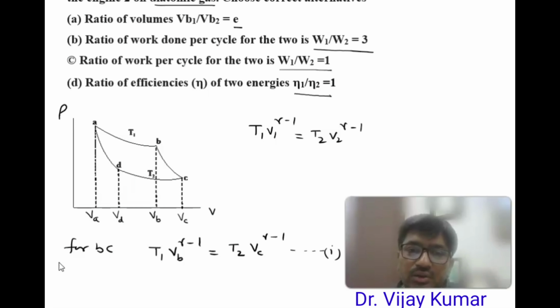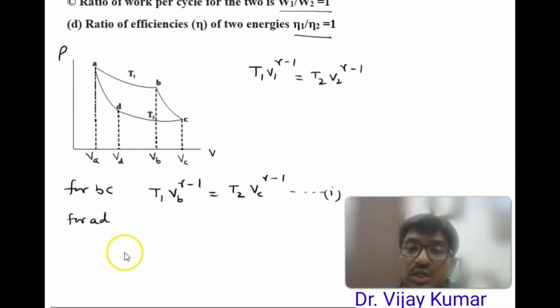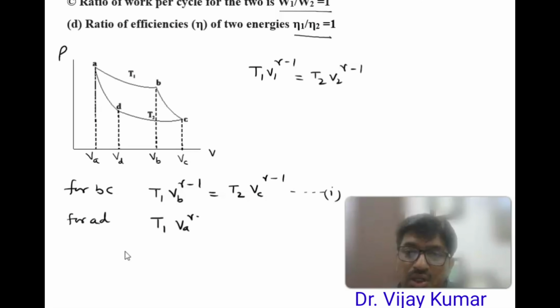And for AD, we can write similarly T1 VA to the power gamma minus 1 equals T2 VD to the power gamma minus 1. This is equation number 2.